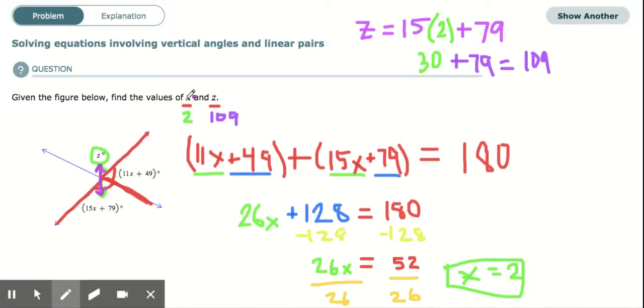And let's think about why these numbers are so different. 2 for x just represents a number, right? It's representing this variable. It's not a number of degrees. 109 is representing the actual number of degrees here. So if you get a very small number for your x value, but a very large number for your z value, it doesn't mean you did something wrong. It just means that these represent different types of units. One's degrees and one is just a number inside of an expression. All right, hopefully this helps. Just be really careful when you're setting it up. Are these angles adding up to 180 or are they equal to each other?